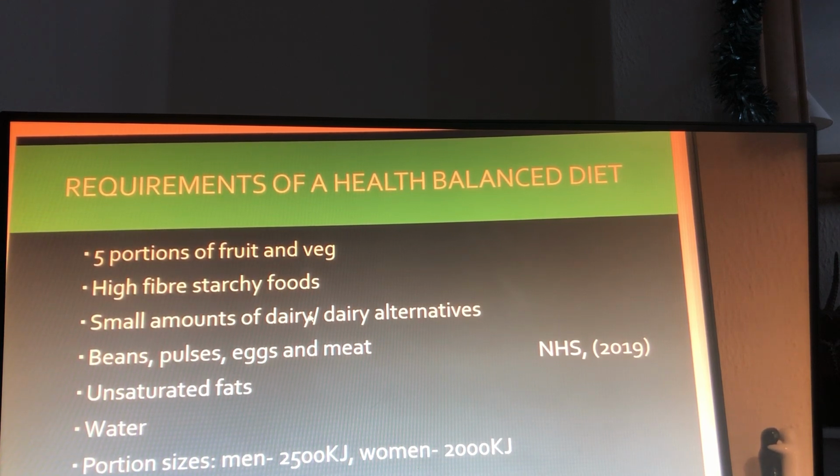Small portions of dairy or dairy alternatives, a source of calcium, skimmed or semi-skimmed milk, almond or soy milk. Bean pulses, eggs and meat. Proteins are an essential part of our diet as they aid the conversion of amino acids, which helps metabolism, growth and repair, muscle development and fluid balance. Lean meat, eggs, oily fish and lentils.